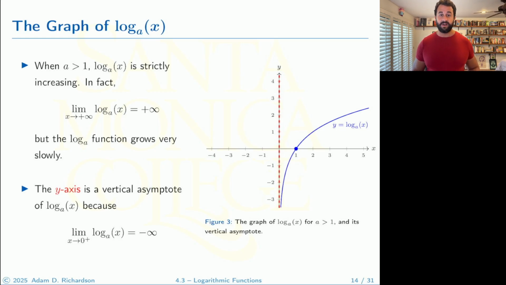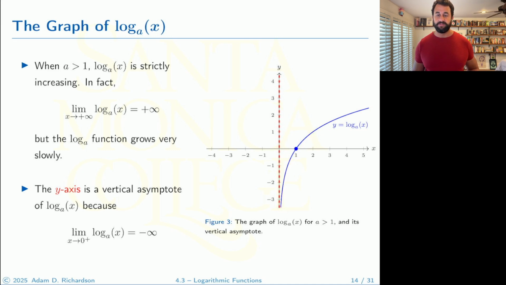This is actually why we're going to talk about comparing asymptotic growth and asymptotic behavior in chapter 5, because the log function does grow to infinity. It just does so really slowly. Yeah, very slowly. In this case, the y-axis is a vertical asymptote, and that's because the x-axis is a horizontal asymptote of the exponential function that corresponds. Or you can notice this by looking at the definition of a vertical asymptote, right? As x approaches 0 from the right, this plunges down to negative infinity.